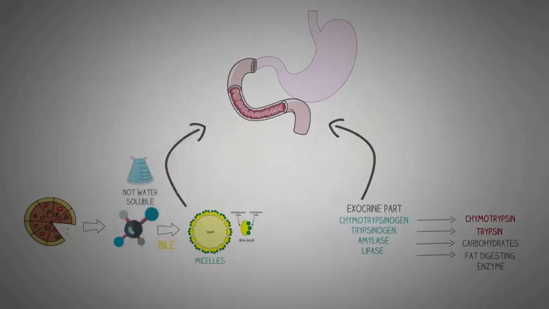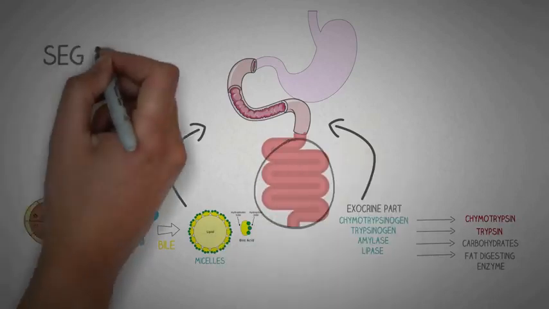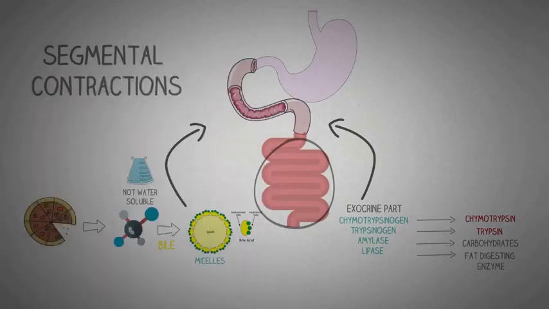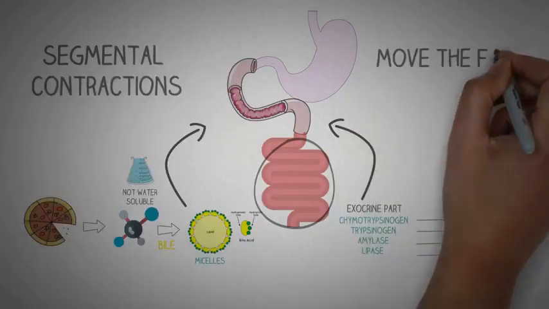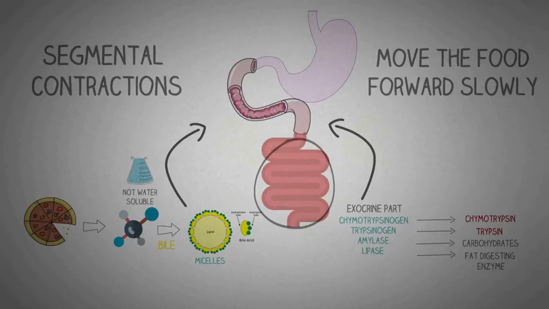The food then passes slowly from the duodenum to the jejunum and then to the ileum. Most of the digestion of food takes place in the small intestine. The wall of the small intestine contains layers of smooth muscles which cause segmental contractions that move the food forward slowly. The carbohydrates, fats, proteins and other nutrients are completely digested slowly over a period of many hours.